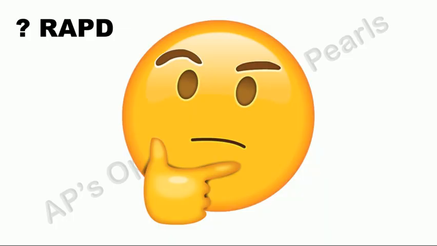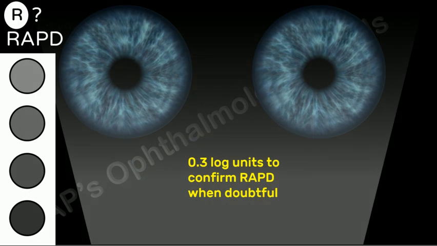Now, what if the reaction is not very obvious? In mild RAPDs, you may not be sure if there is an RAPD or not. You can use neutral density filters to help you out. Here is what you do. Place a 0.3 log unit neutral density filter in front of one eye and do the swinging flashlight test. Then place in front of the other eye and repeat.